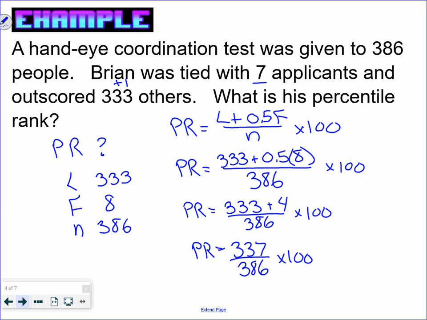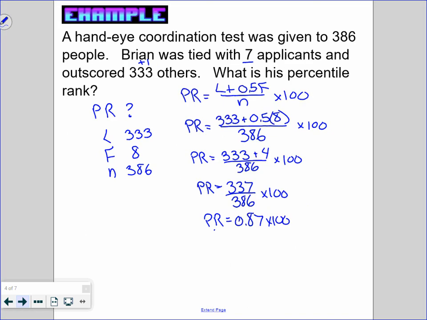Then we want to divide 337 by 386, which will give us 0.87. And then when we multiply that by 100, our percent rank will be 87. So he's in the 87th percentile based on this test. So 87% of the applicants did worse than him on the test, and the last 13% did better than him on this test.